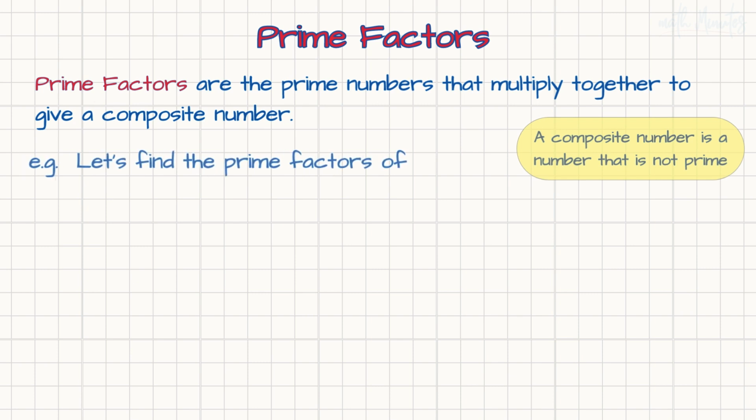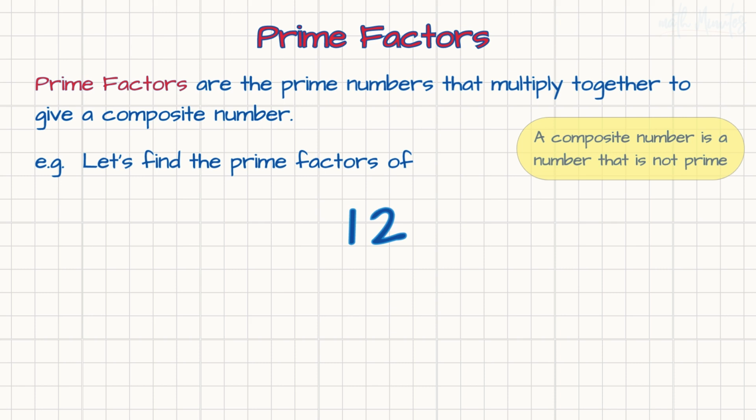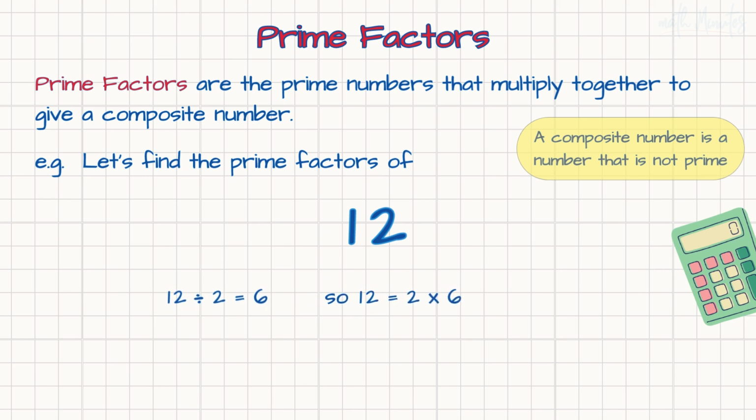Let's take an example to understand this better. Suppose we have the number 12. To find the prime factors of 12, we start by dividing it by the smallest prime number, which is 2. Since 12 is divisible by 2, we can write it as 2 times 6. Now, we continue dividing the remaining factor, 6, by the smallest prime number again, which is also 2. This gives us 2 times 2 times 3. Since 3 is a prime number, we can stop here. The prime factorization of 12 is 2 times 2 times 3. We can also write it using exponents as 2 squared times 3.